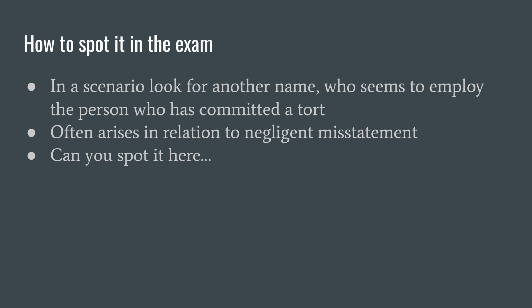So how are we going to spot it in the exam? Because often it's not even mentioned in the question, although in a shorter question it might say with reference to vicarious liability. But in a scenario, you're going to look for the name of an employer who looks like they employ the person who's committed a tort. This might be a limited company, but it isn't necessarily. It could just be an individual, because individuals can be employers.